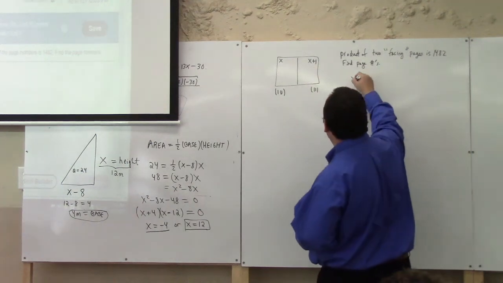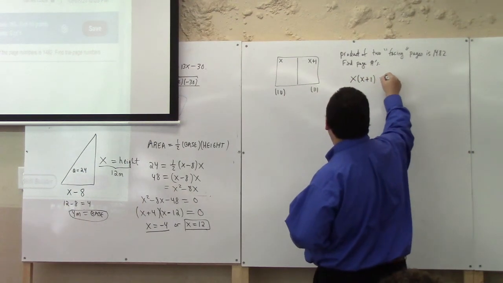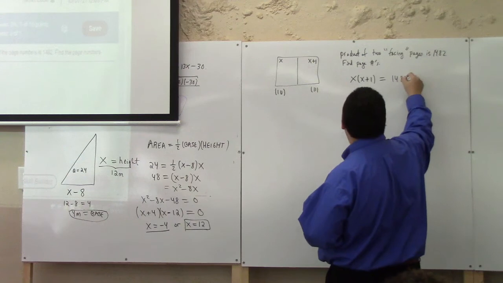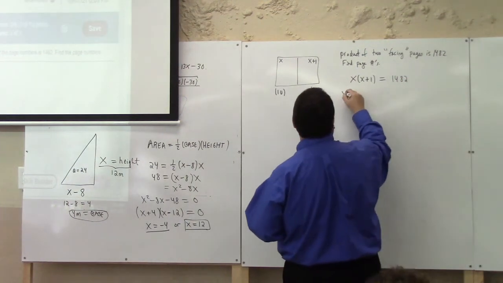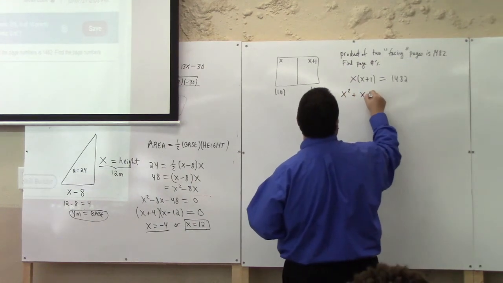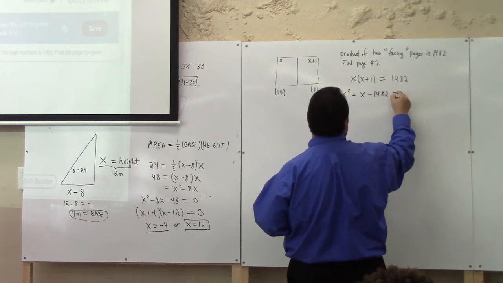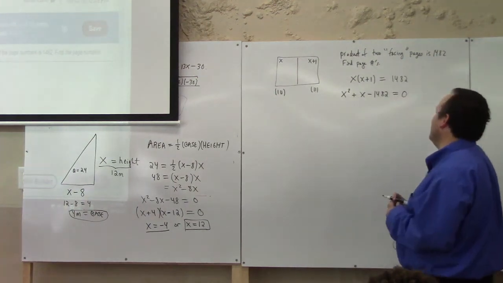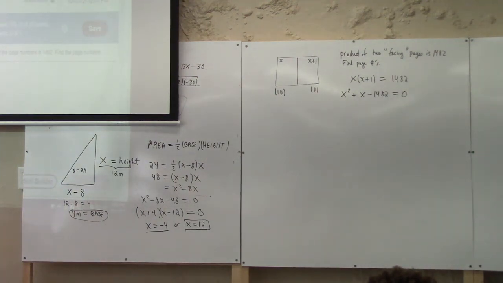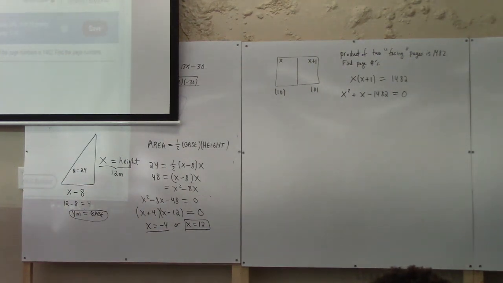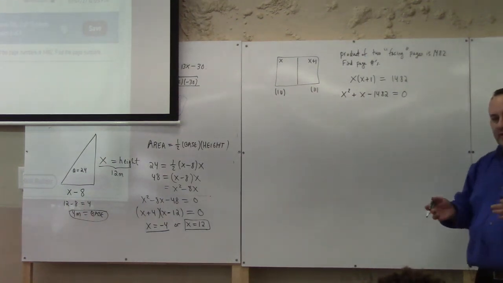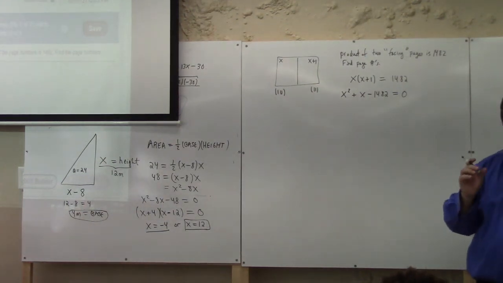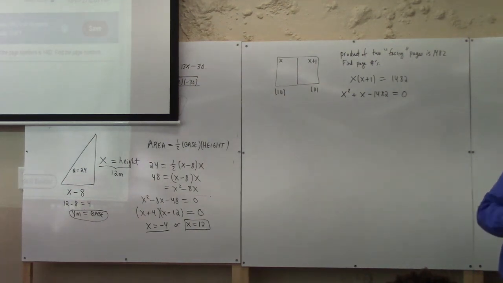So x times x plus 1 is equal to what? Apparently 1482, right? That is a quadratic equation. Let's solve it. X squared plus x minus 1482 equals 0. Well, how does 1482 factor? You got choices here. We could complete the square. We could try to figure out how 1482 factors as a number. What do you want to do?